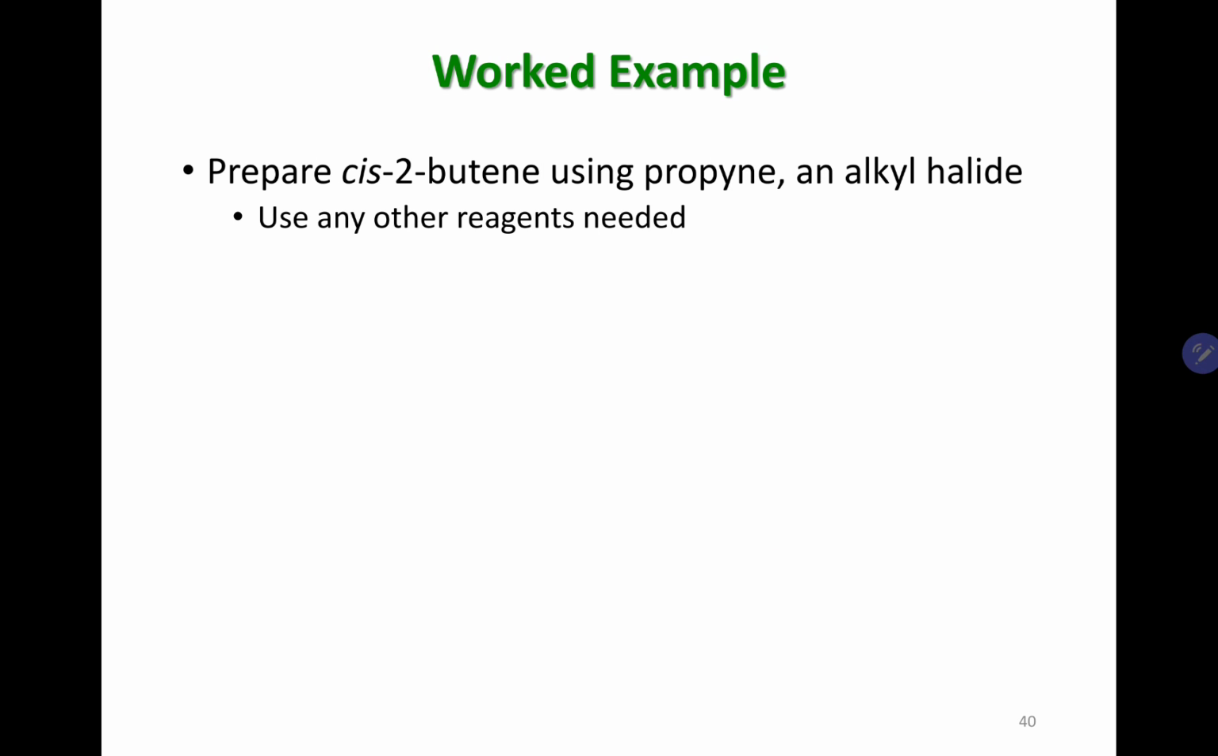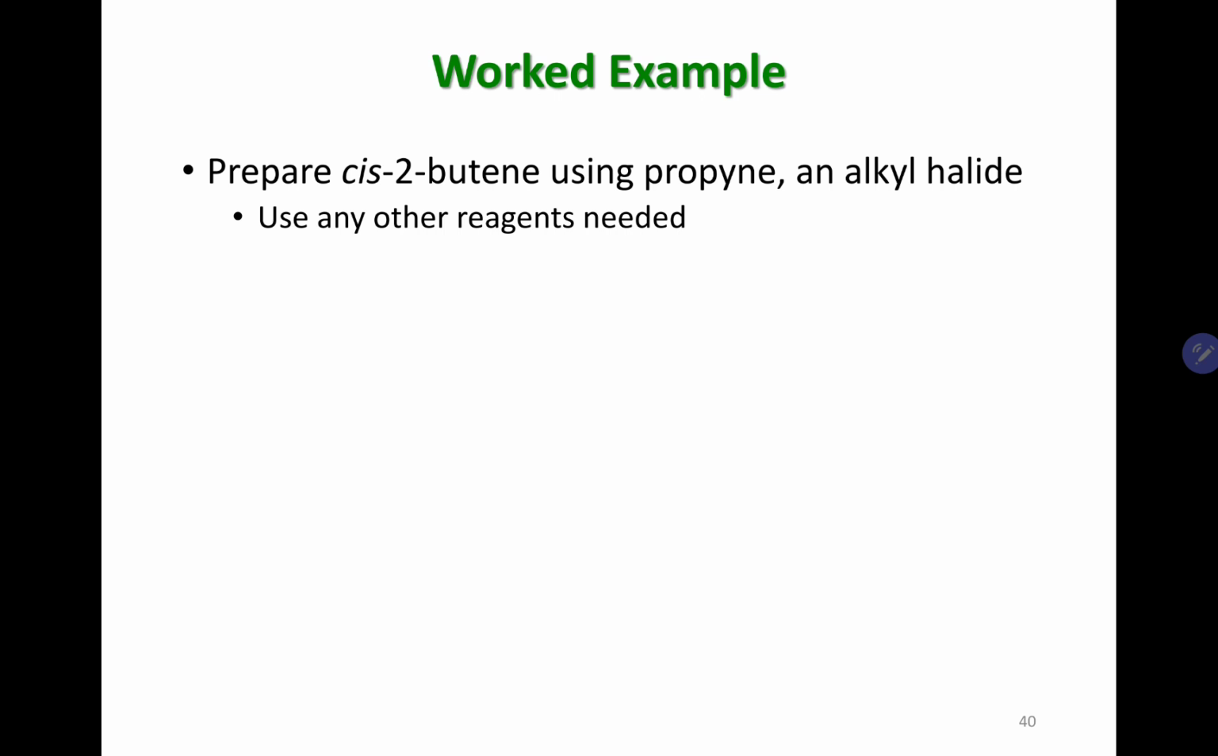I think I have a worked example. By now you know that you need to pause the video and try this by yourself before me explaining this. All right. So here you need to prepare cis-2-butene using propyne and an alkyl halide.